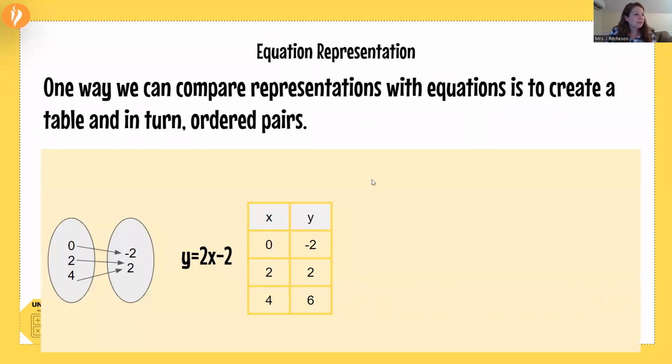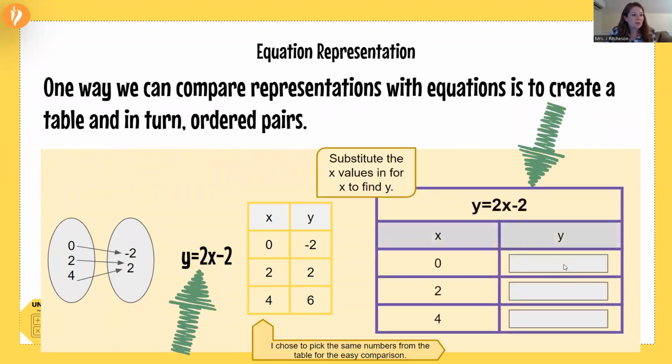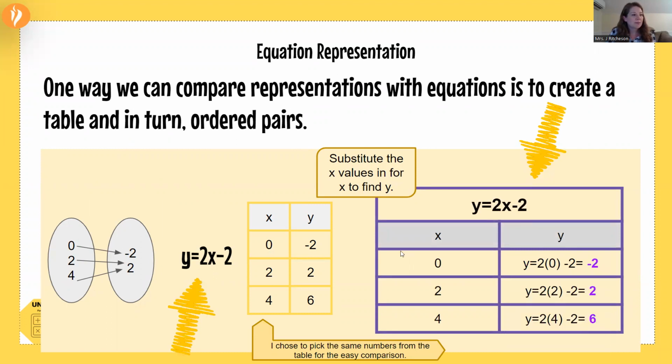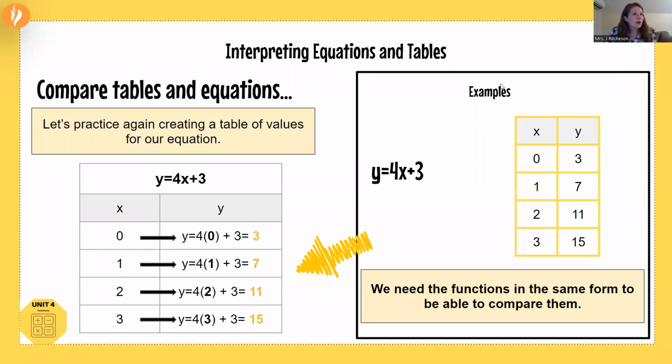All right, and that's exactly what they tell us to do. Substitute the x values to find the y values, and we already did that. We plugged in those x values, and we got the y values, same as our table. So we know our equation and our table are the same. That's right. All right, what about this equation? Does it go with this T-chart?